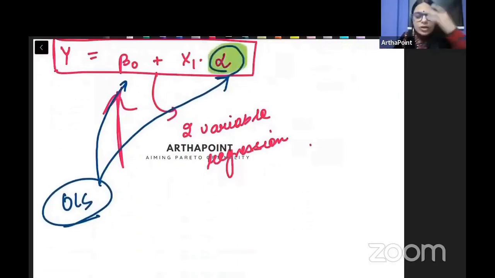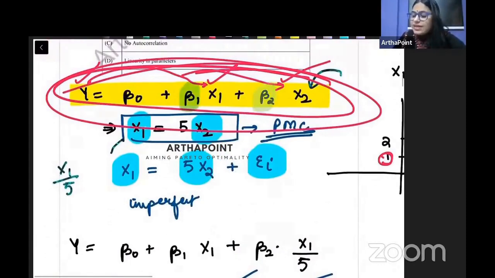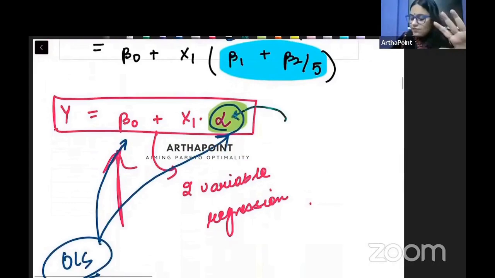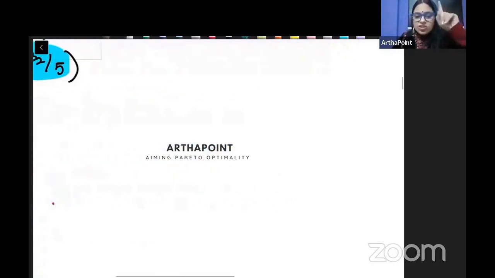Do you understand my point? So in perfect multicollinearity, you are not able to get back the original coefficients. You cannot find them back. All you can find is this new coefficient, because now it is only a simple regression model. It has become just a 2-variable regression model to work with. Am I clear? I will just repeat it once.